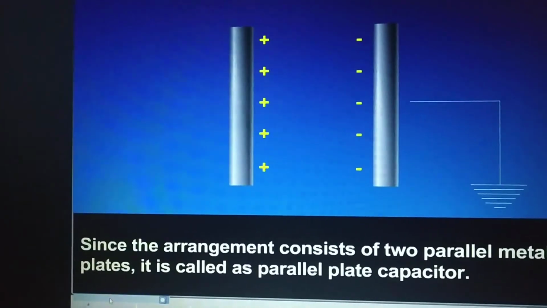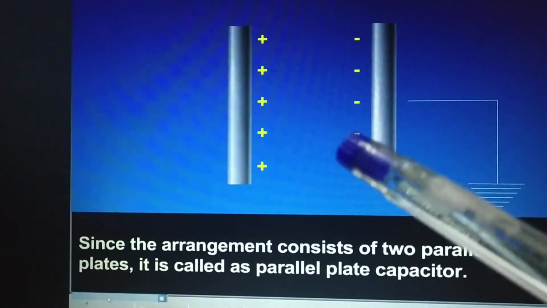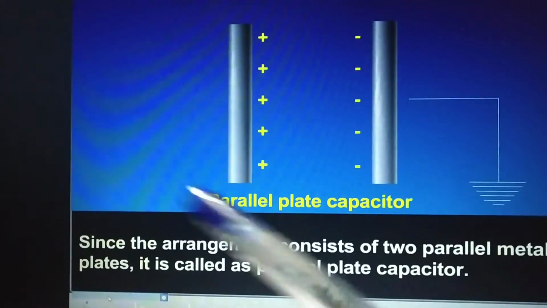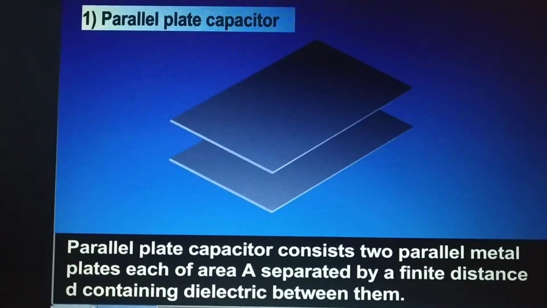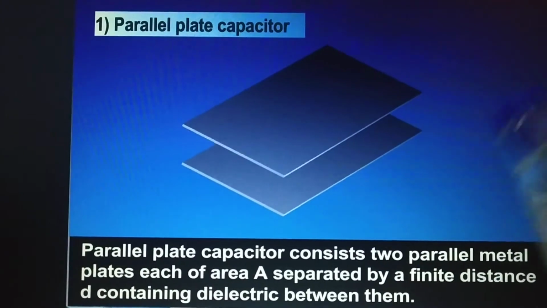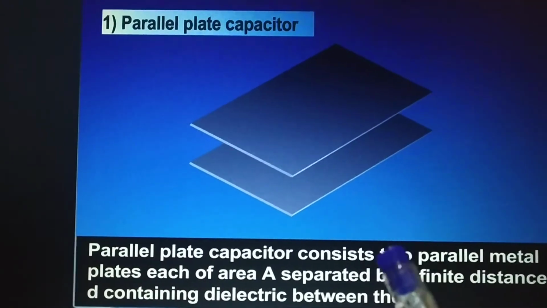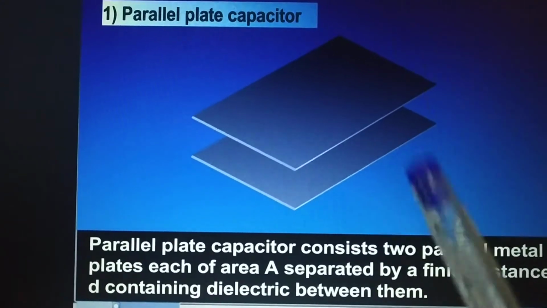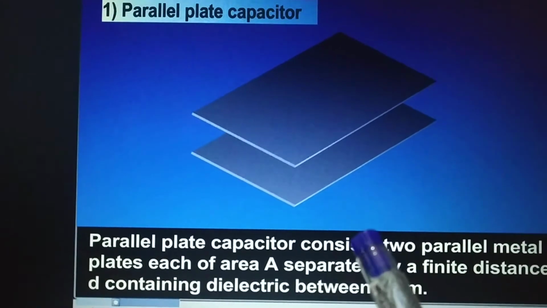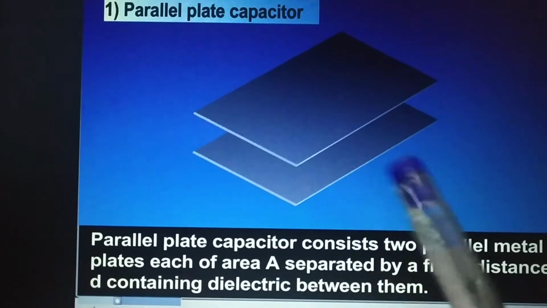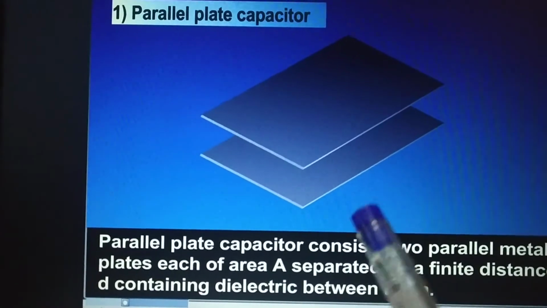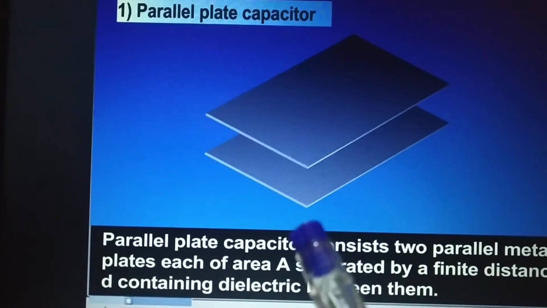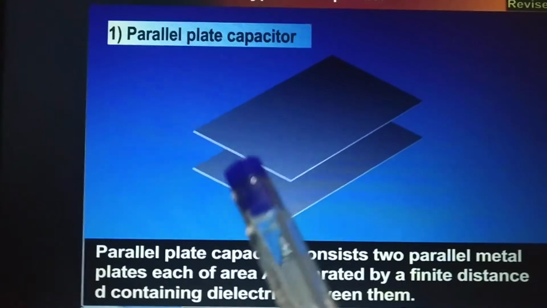Since the arrangement consists of two parallel metal plates, it is called a parallel plate capacitor. So if we understand what a capacitor is, it is to store energy temporarily, not constantly. So the store of energy is called the capacity of the capacitor, with the formula C is equal to Q upon V, where Q is the charge on the capacitor and V is the potential. Now the next point is types of capacitors.